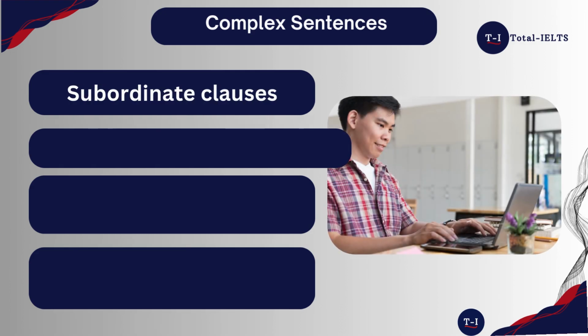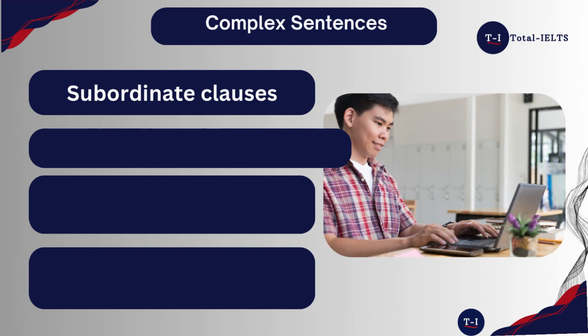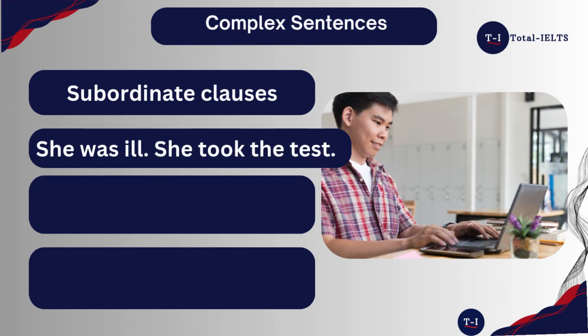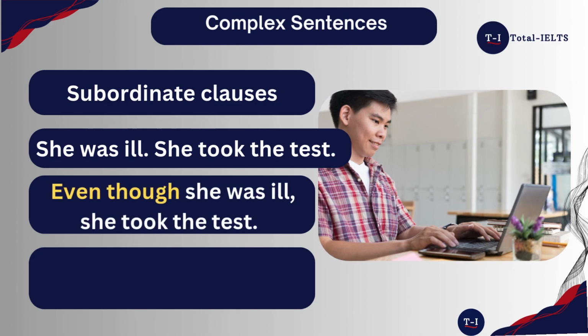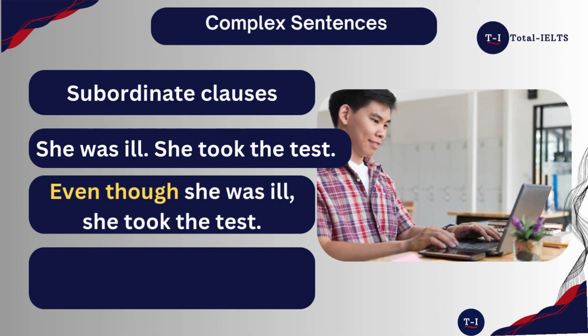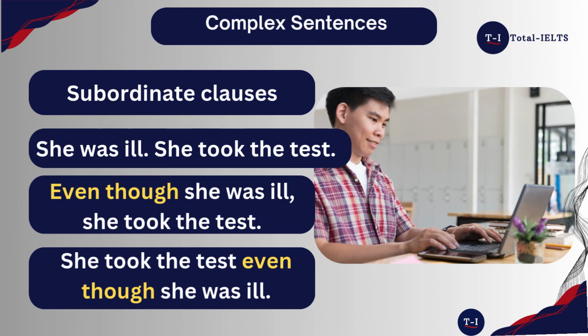Here are some examples of complex sentences you can use in your writing and speaking. Now, don't worry too much about the grammatical terms, but if you want more information about them, use the term when you search for examples. Subordinate clauses. Here are two basic sentences. She was ill, she took the test. By putting them together with a subordinating conjunction, you can produce a subordinate clause. Even though she was ill, she took the test. Or, she took the test even though she was ill. The conjunction even though sets up a contrast that adds depth and complexity to the sentence.